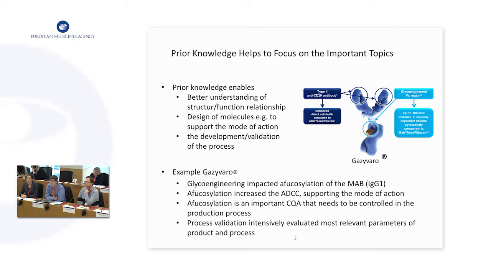Based on this, we already knew, of course, that the afucosylation is an important CQA that we need to control and to study in the process validation study, and that happened. That was one important CQA, but of course not the only one that we studied. I think it's a nice illustration that it already works pretty well.